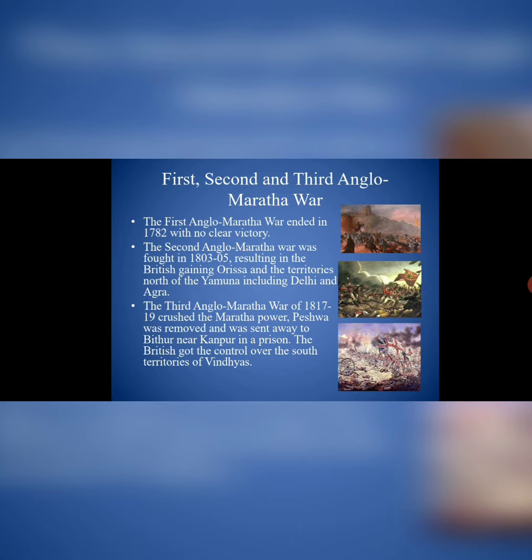Means this was the last battle. Peshwa was removed and was sent away to Bithur near Kanpur in a prison. Bithur is a place near Kanpur. The British got the control over the south territories of Vindhyas. Vindhyas is a range of mountains in the central India.